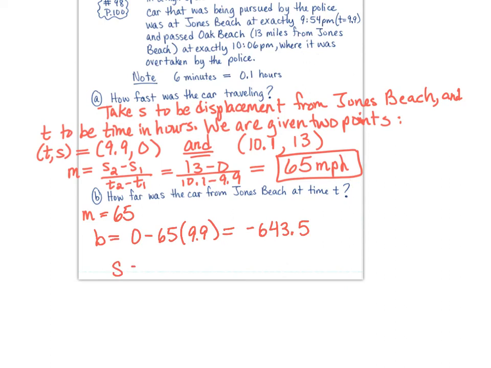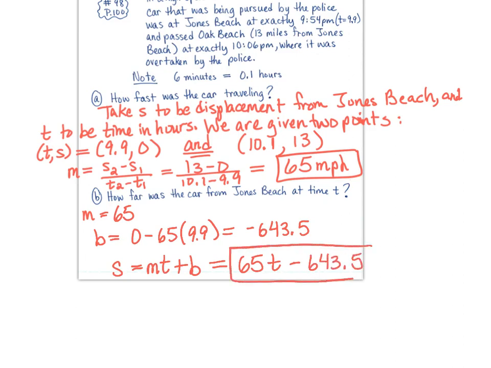So that means S, remember S is your position or your displacement, which is what we're asked to find. That would be M times T plus B. T is the X that we're typically thinking of, represented by T because that's our time. That's equal to 65T minus 643.5. That's our equation. That's how far the car was from Jones Beach at time T.